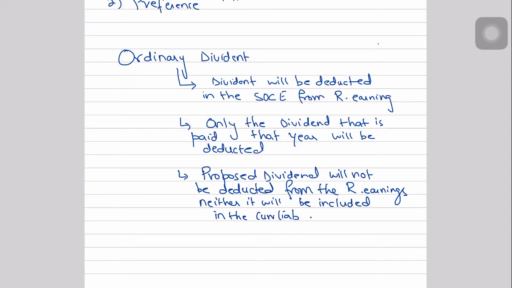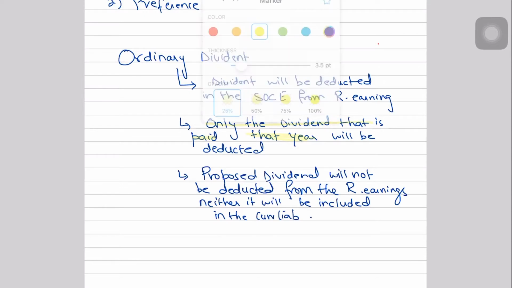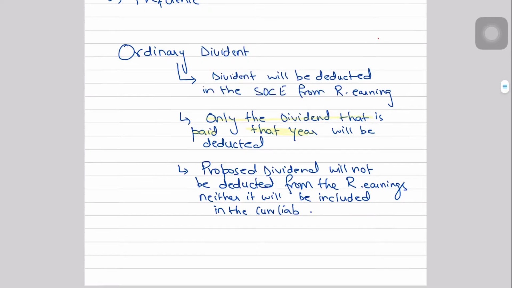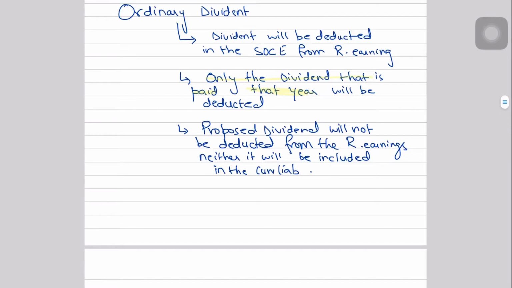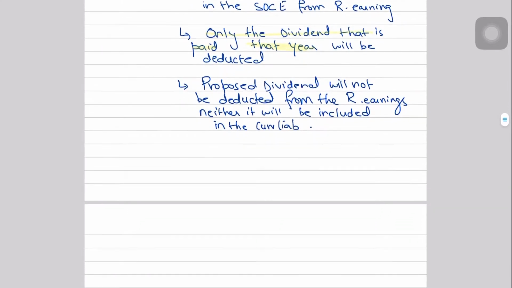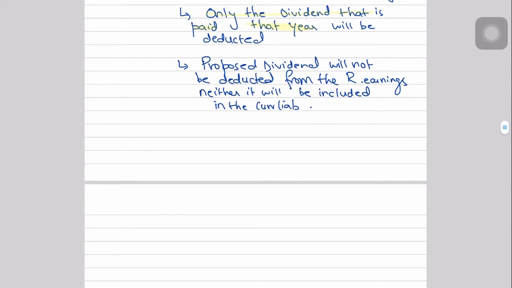Okay, so the most important thing is that only the dividend that is paid will be deducted. Now I have written that only the dividend that is paid that year. So now you also need to know, students, that when you say that the dividend that will be paid that year will be deducted, there are two times when the dividend can be paid. One, the dividend can be paid during the year, and the other, the dividend will be paid at the end of the year.